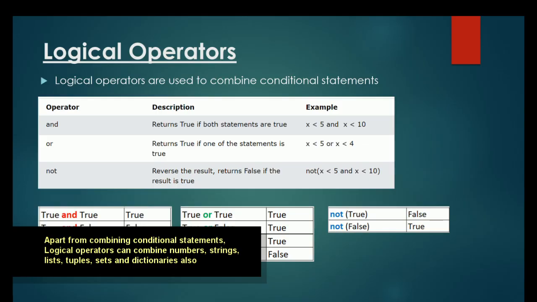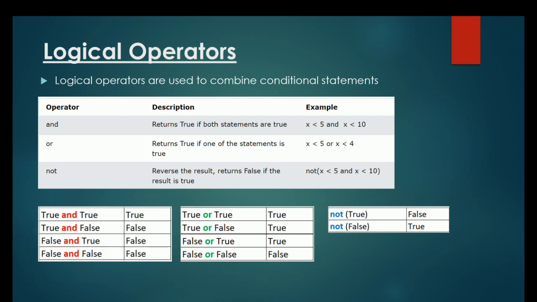Whatever examples we have seen so far are straightforward examples of logical operators. Now there are some tricky situations where logical operators can be used and you might not be able to guess the final outcome or the result of that particular statement. Let's see those examples now.